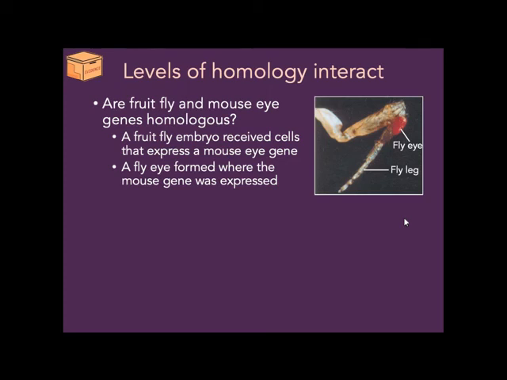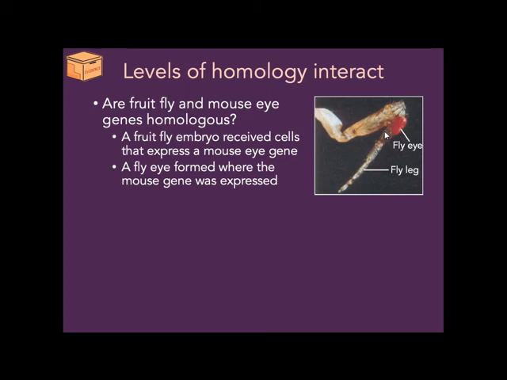So people didn't used to think that the genes that code for the fruit fly eye and the mouse eye were homologous. However, if you took a fruit fly embryo and put genes that expressed the mouse eye genes into, for example, just somewhere on the fly's leg, you would get a little fruit fly eye there. So you put a mouse gene into a little growing embryo of a fly, a little egg, little pre-maggot, right?